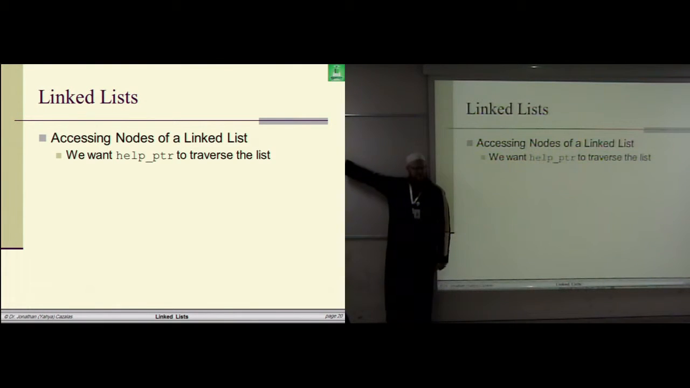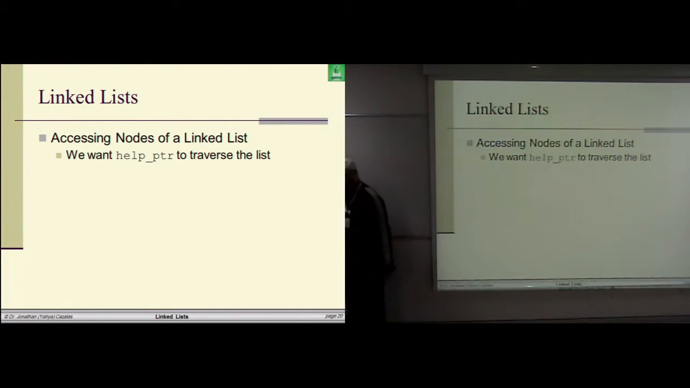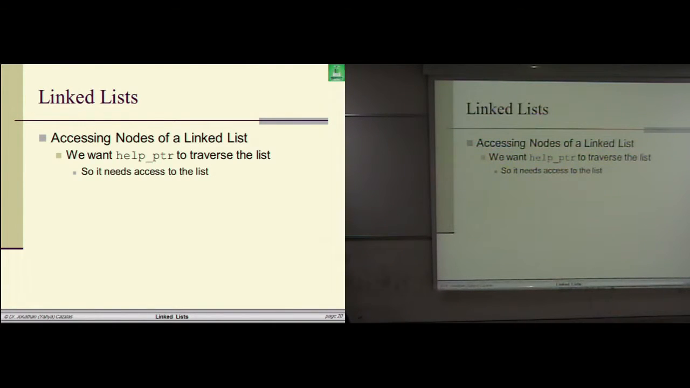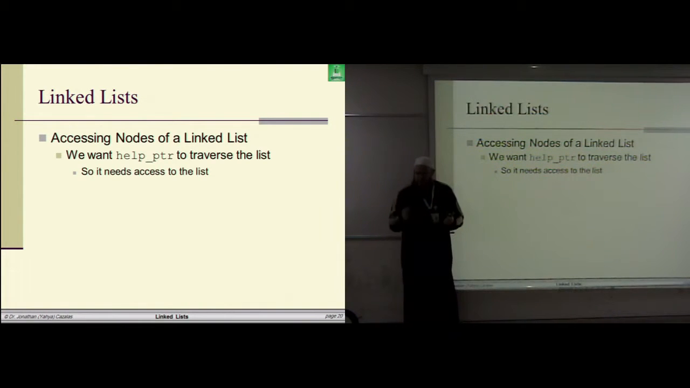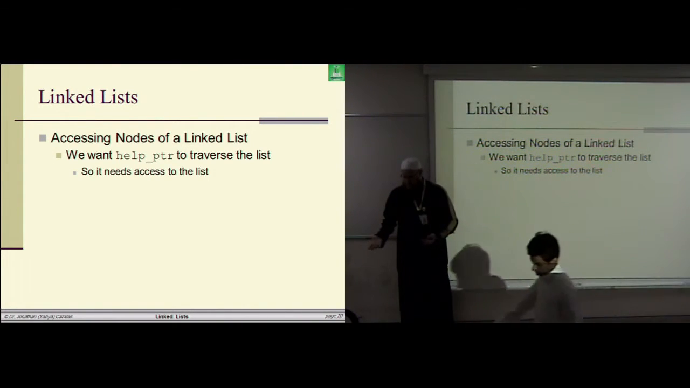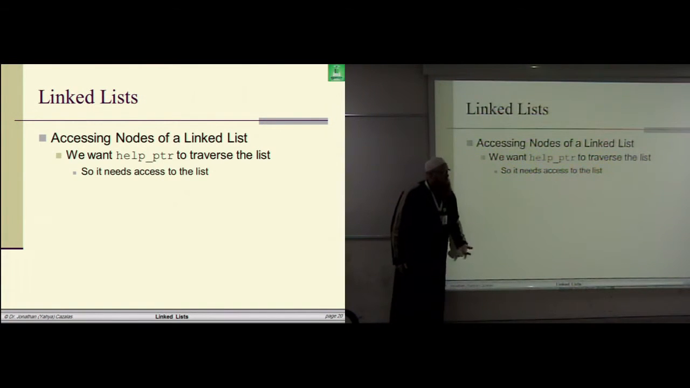My list, what is the job of my list? To always point to the first node, period. Never move. Okay? So we want help pointer to traverse the list. If I want to traverse the list, traverse means walk down the list and print it. Therefore I need to know what? Where is the list? Now, where is the first node? This is what has to happen.